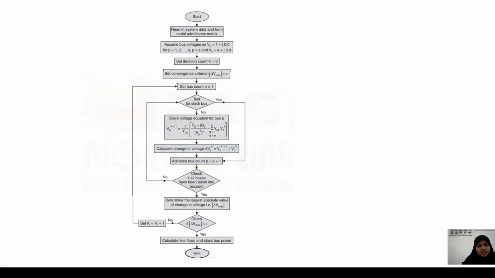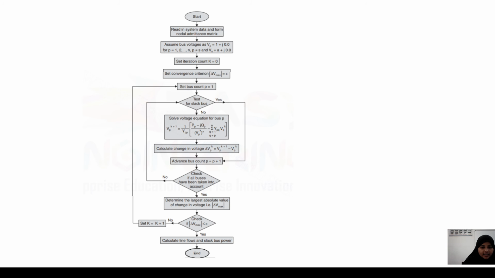No means solve the voltage equation for Vp(k+1). Then calculate the change in voltage, delta Vp(k) is Vp(k+1) minus Vp(k). Advance bus count p equal to p plus 1. Check if all buses have been taken into account. Yes means go to the next step: determine the largest absolute value of change in voltage, mod of delta Vmax.